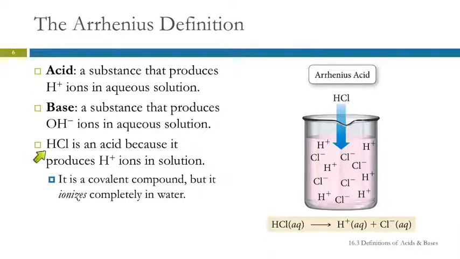So we see that HCl is an acid because when we put it into water, it ionizes and produces hydrogen ions. It is a covalent compound, but in water it forms ions. And it actually forms ions completely. It ionizes completely. So you put hydrogen chloride into water and it will completely separate into hydrogen ions and chloride ions.